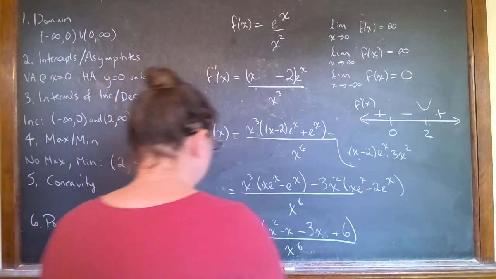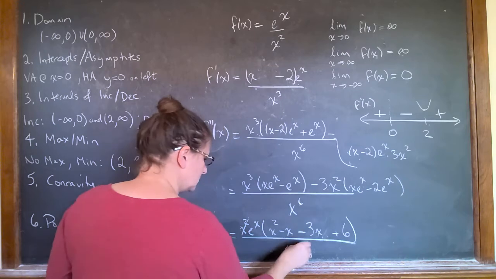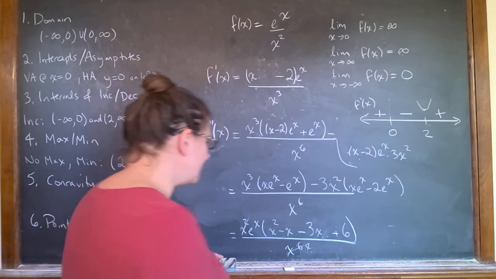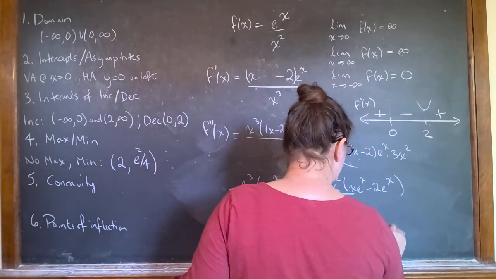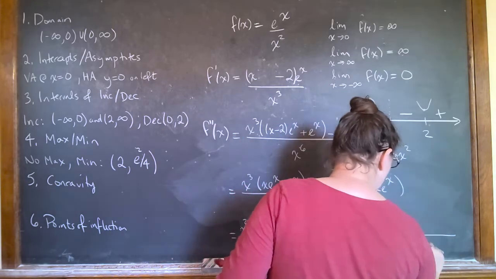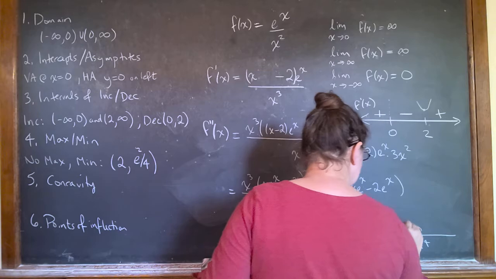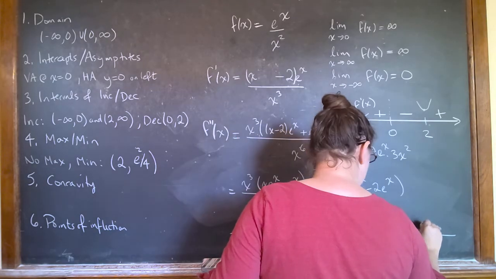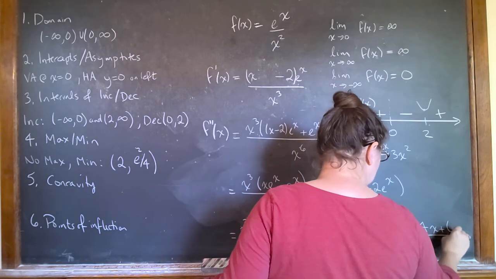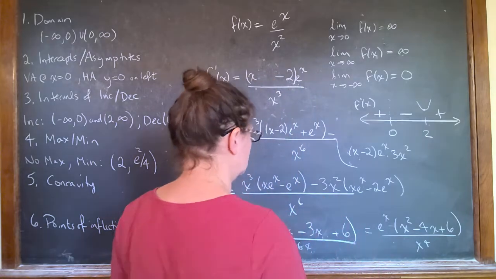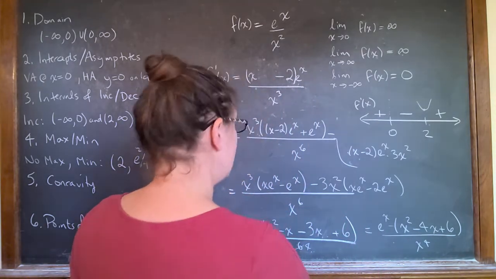Okay. So this one cancels with that. There's going to be a 4 in the bottom. So eventually I have e to the x over x to the fourth. And then I have this thing, which is x squared minus 4x plus 6. Okay.